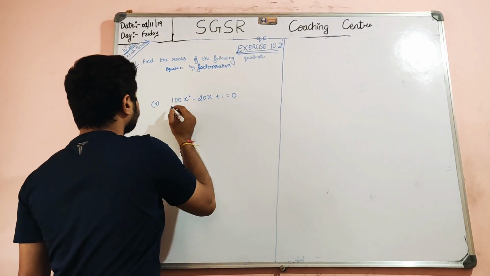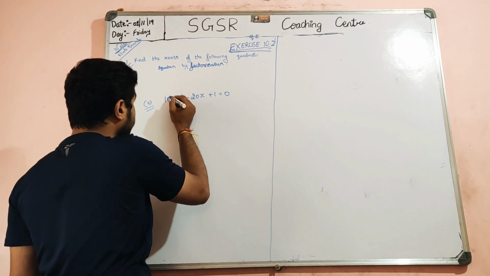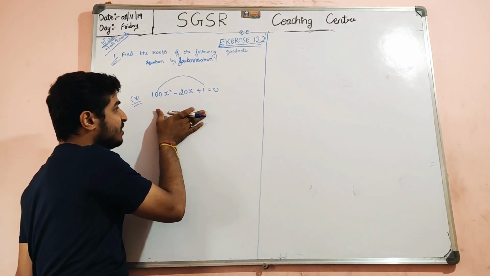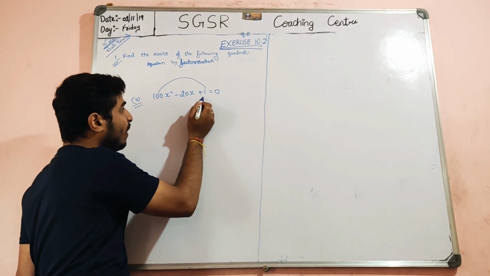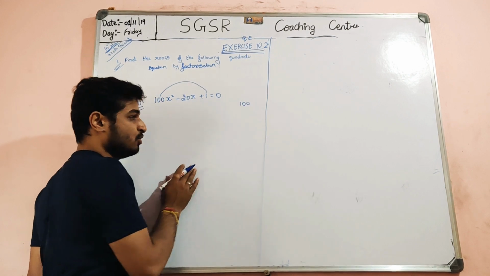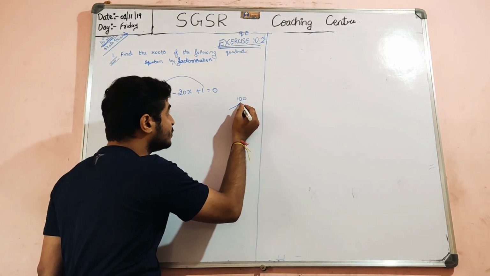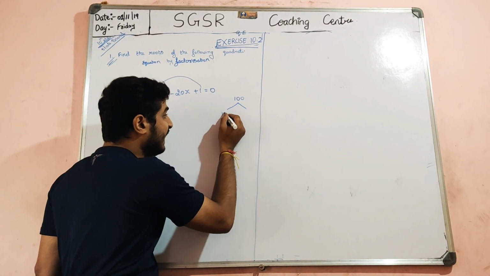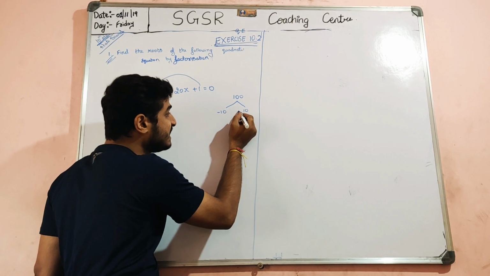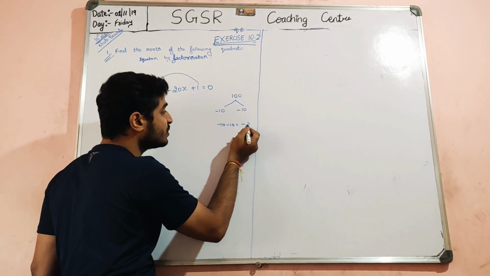Exercise 10.2, exercise 1, fifth problem. Now, all students know about factorization. So 100 into 1, it becomes 100, students. Now all know how to do this. So 10 tens are 100. When you put minus minus here, it becomes minus 10, minus 10, it becomes minus 20.